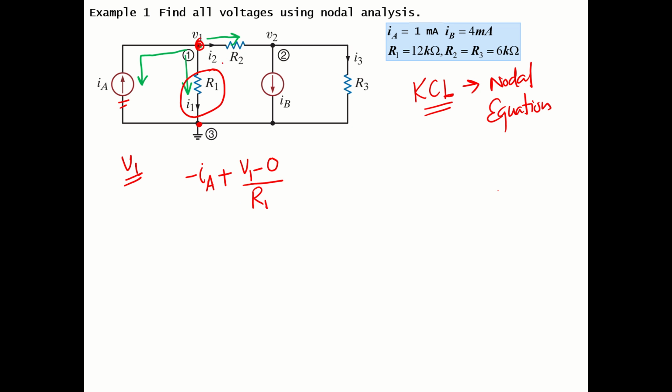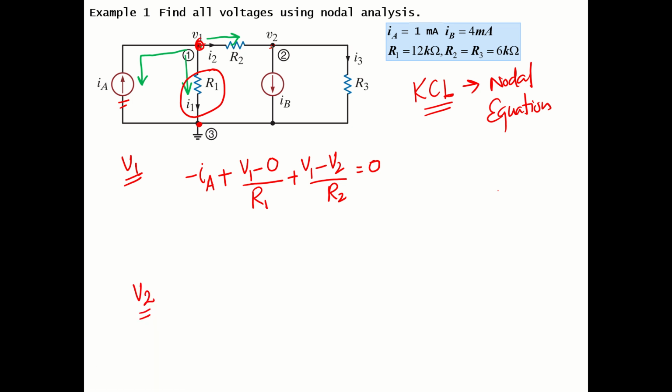Next, the current going through R2. So plus, now the current through R2 is the difference of nodal voltages again. So V1 minus V2, the second node, divided by the value of the resistor, is equal to 0. So this is the nodal equation for our first node. Similarly, let's try to write the equation for the second node.